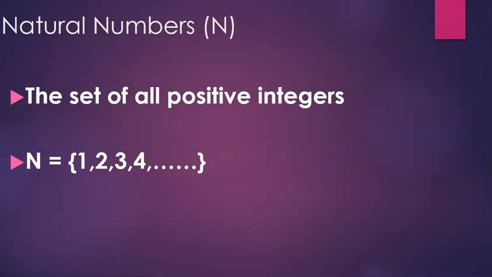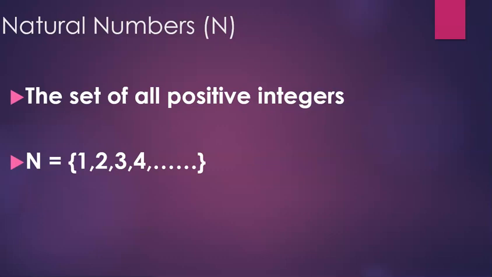So the very first one is a set of natural numbers. Natural numbers are nothing but all the positive numbers, and that's 1, 2, 3, 4 and so on. So it starts with 1. It's a set of all positive numbers denoted by the letter N.